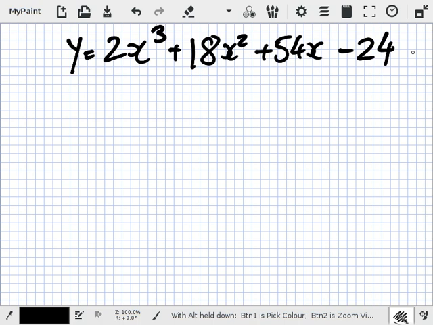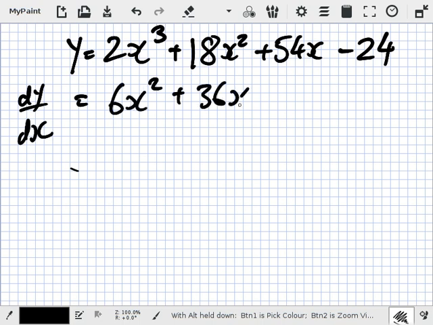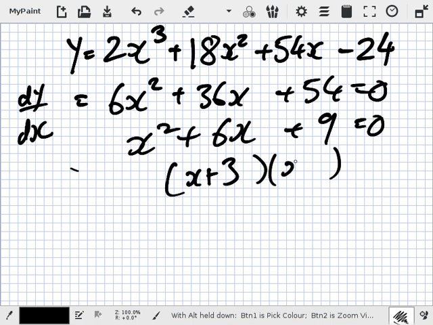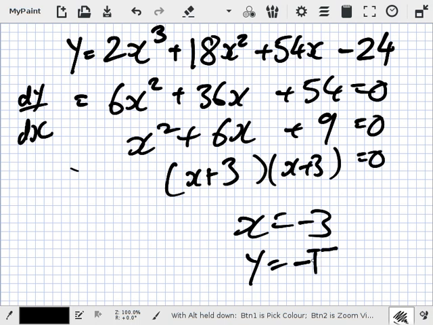That answers that. So the derivative here, 6x squared plus 36x plus 54. Again, can we divide by 6? Yeah, so 3 and 3 again. Okay, I wanted to give you one that had two different ones, doesn't matter. x plus 3, x plus 3. So you get x equals minus 3 and then y equals minus 78 then. Okay. They don't always work out like this. They do have two solutions, okay?